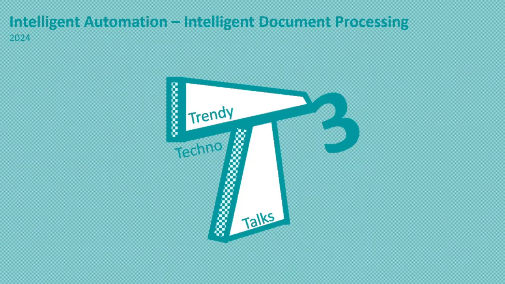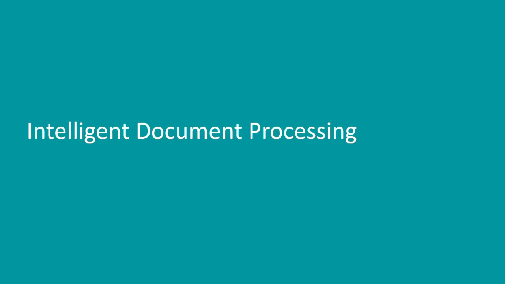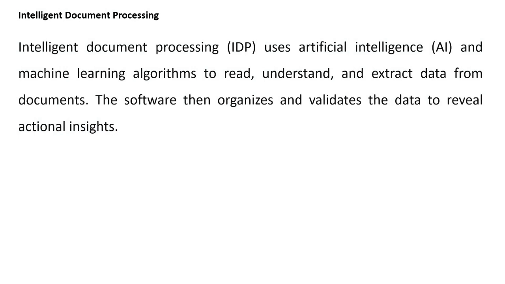In this video, we'll be discussing intelligent document processing, which is commonly known as IDP. IDP uses artificial intelligence and machine learning algorithms to read, understand, and extract data from documents. This software also organizes and puts the data in a proper format to reveal actionable insights.